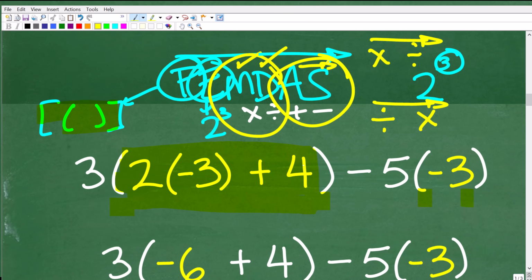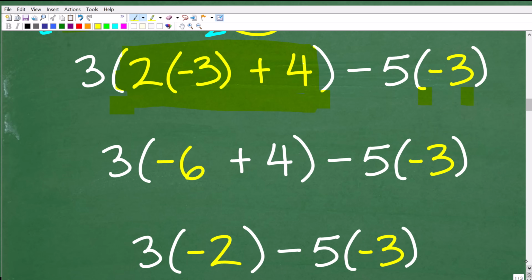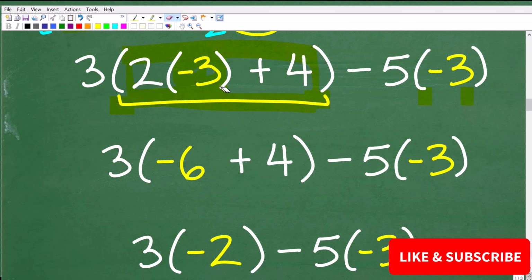And of course, we also need to know how to deal with positive and negative numbers. But let's go ahead and simplify this problem. So obviously, we need to start with these parentheses right here. So we're going to focus in, and we have multiplication and addition. All right, so when you have a number outside of another number like this, it means multiplication. So 2 times -3 is what? Well, positive times a negative is a negative. So 2 times -3 is -6. And of course, we have to add that to 4. So -6 plus 4 is -2.